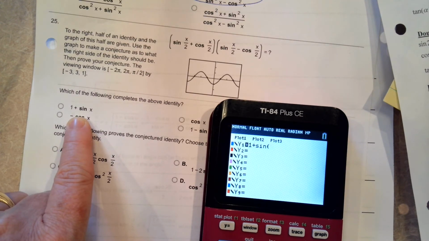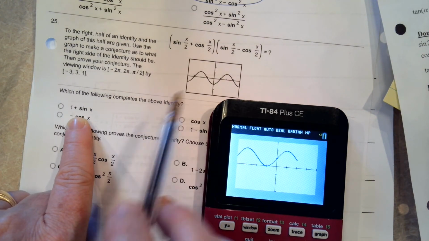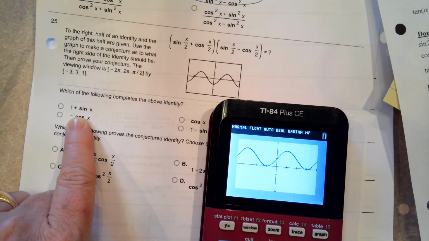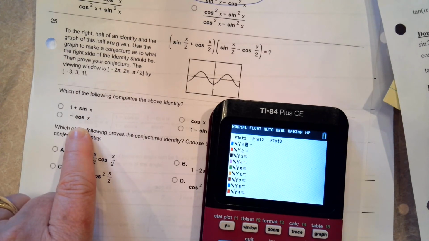1 plus sine x. And I did not check to see if I'm in degrees or radians. Let me see what happens here. Okay, that does not match what I have going on here, so that is not it. So I'm going to go back in and I'm going to clear. I'm going to try this one. Negative cosine x. I hit something wrong. I want the x in there. I do not need to hit the second button.